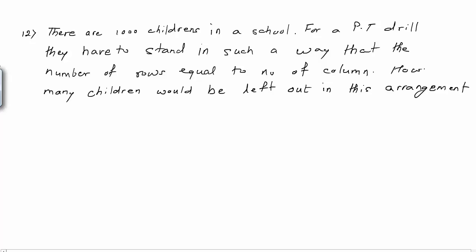Now this problem is somewhat the same as the previous one, that for a PT drill we want children to arrange in such a way that number of rows and number of columns should be equal. So when number of rows and number of columns will be equal, then it will give me a perfect square number. So my solution will begin to find the square root of this 1000.